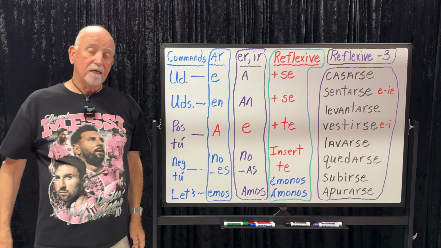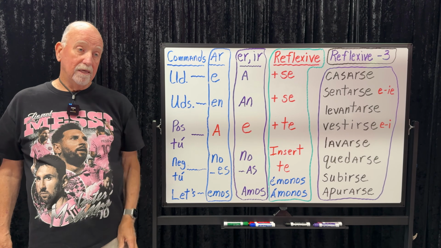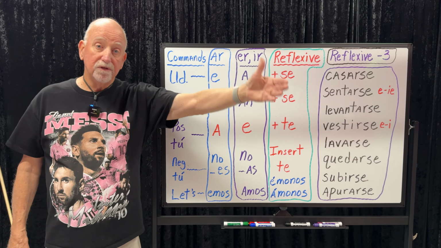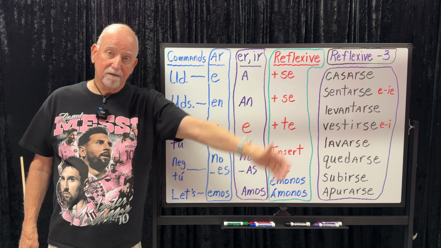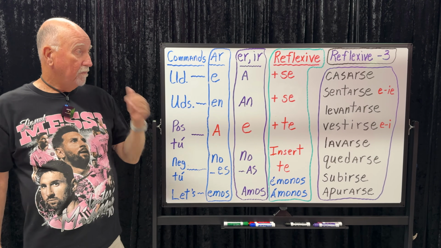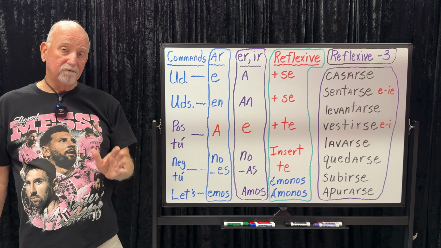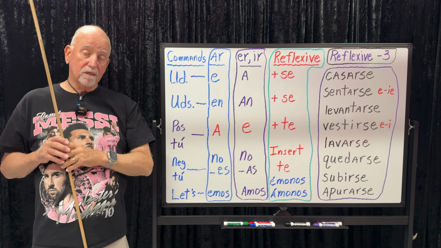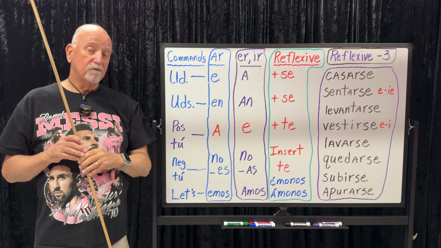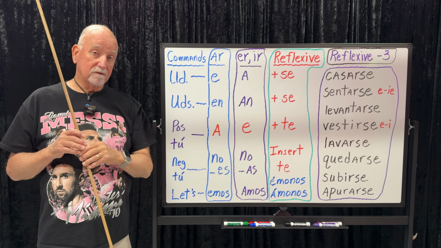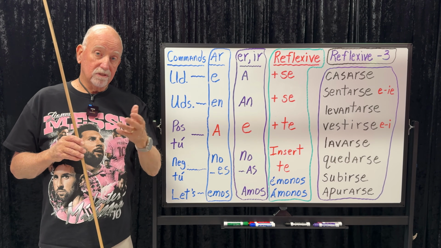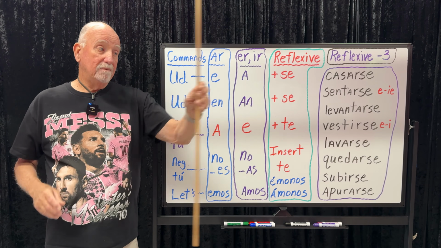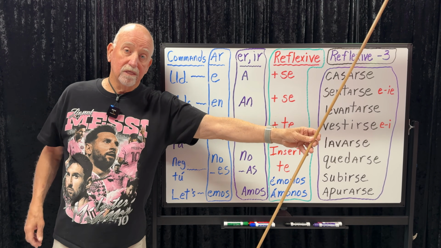And apurarse is to hurry up. Yes, you can use it non-reflexively. You can hurry up the kids. Voy a apurar a los niños para que no lleguen tarde. So we get the idea of reflexive verbs where the action of the verb happens back to the subject of the verb. But if you use a verb non-reflexively without that reflexive pronoun, the me, te, se, nos, the action of the verb is happening to someone or something other than the subject.